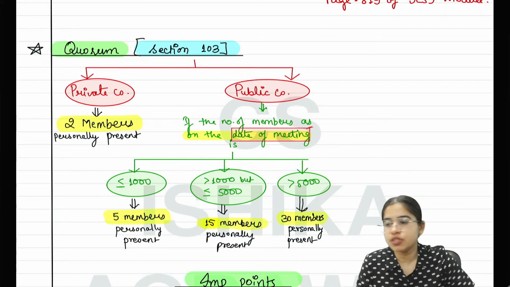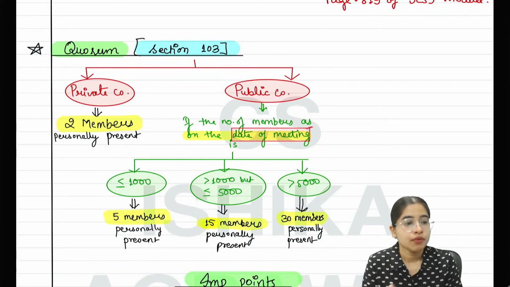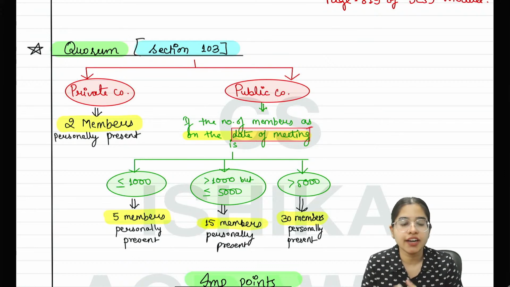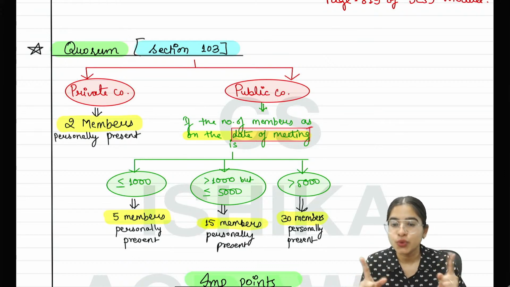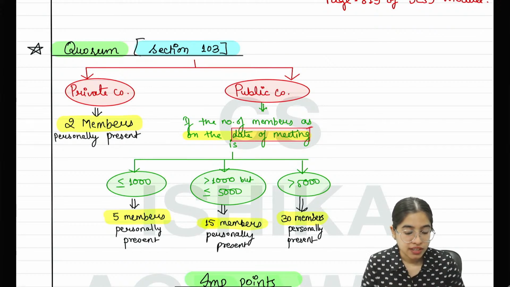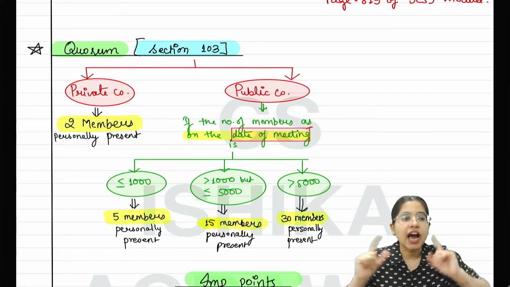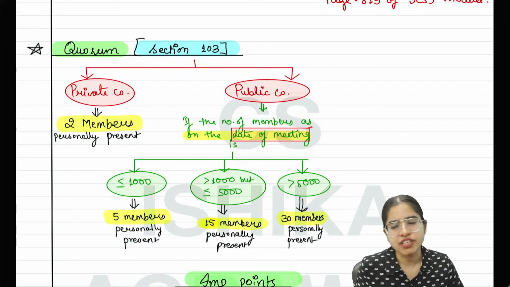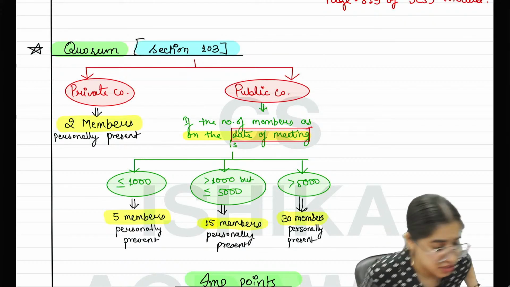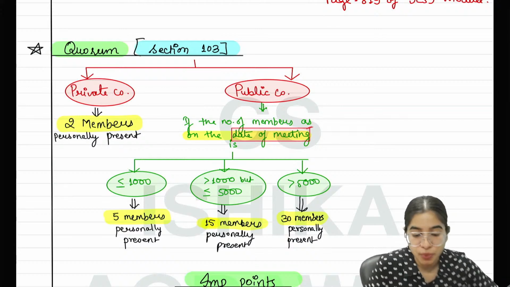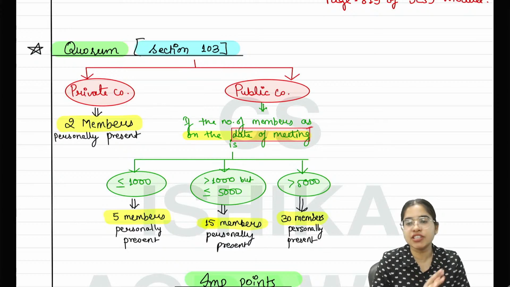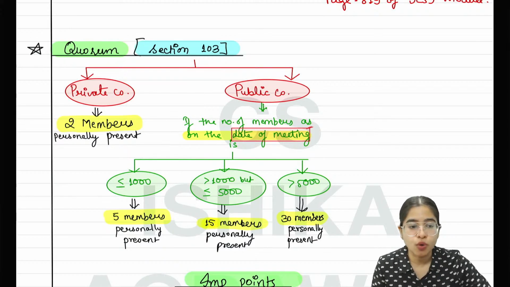Okay, 103 was left, 103 wasn't done. We were done till 102, 101 notice and 102 explanatory statement. So today we have to do section 103. So let's start with section 103, which is basically a good section, an interesting section plus an important section. Basically this whole chapter is important because this is your part B. So be very attentive. We are going to revise our section 103, which talks about quorum.